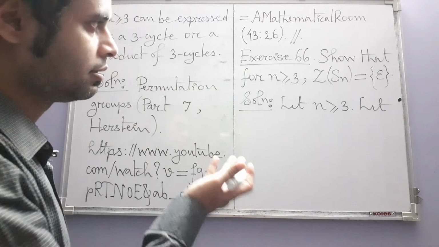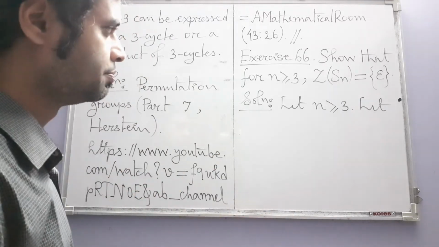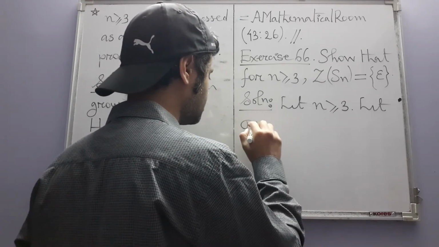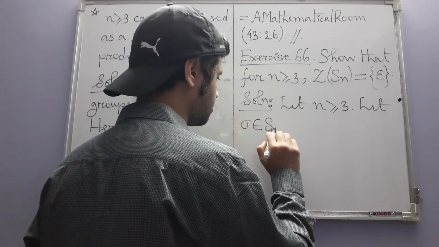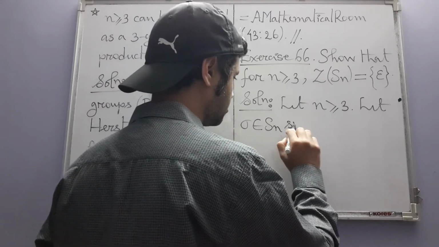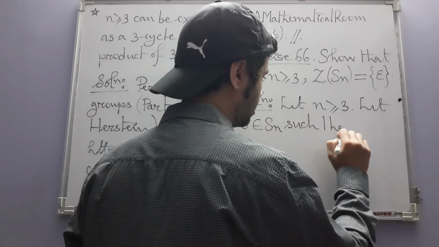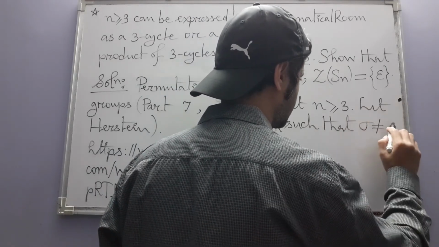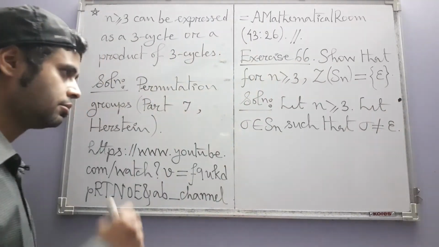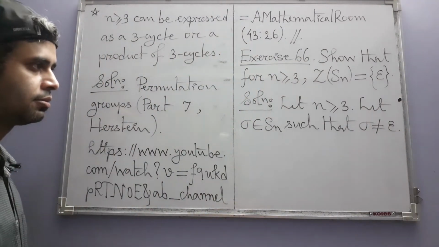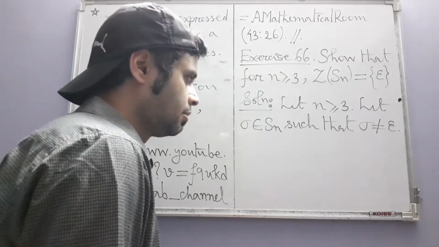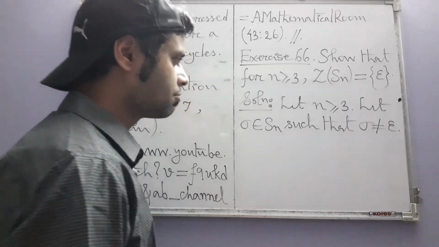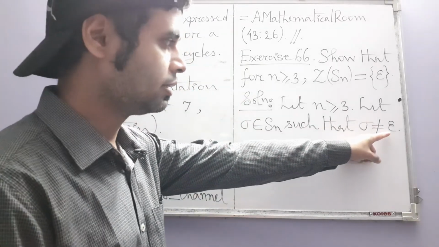That is true not just in Sn but in fact in any group. So let us start like this. Let sigma be an element in Sn such that sigma is not equal to epsilon. Let's follow this symbol what the author has written. By epsilon we mean the identity element in Sn. So sigma is now a non-identity element. That means what? And what is the identity element here, by the way?